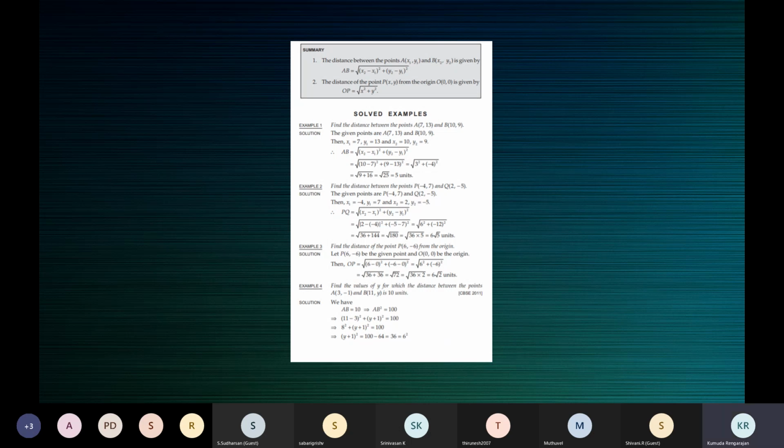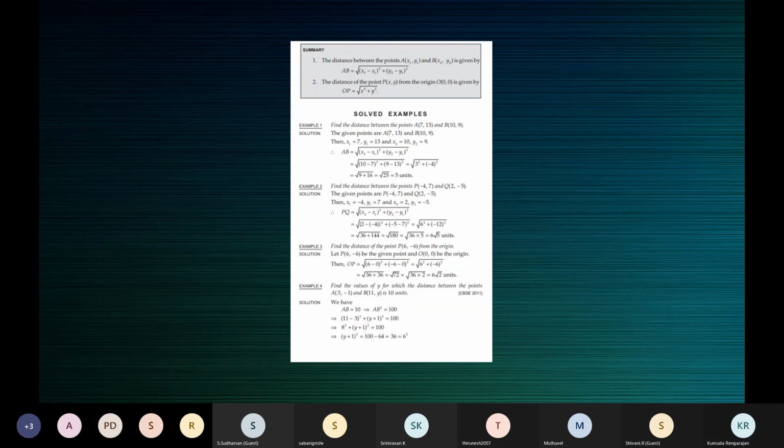So when do we use distance formula? Why distance formula? Distance formula is used to find the length of a line segment.